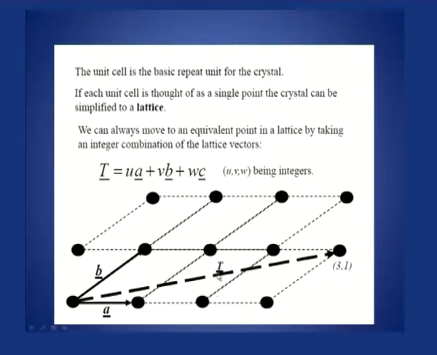That is 3A. T is equal to what? 3 times A plus 1 times B. 1 times B means this point, right. I have moved 1A, 2A, 3A, and then moved from this lattice point to this point along this direction B. So, 3 times A plus 1 times B takes me from this point to this point.